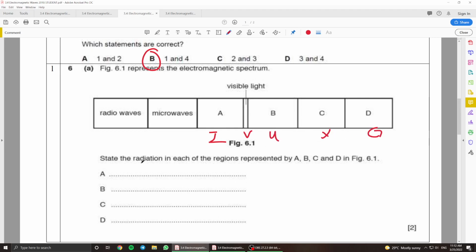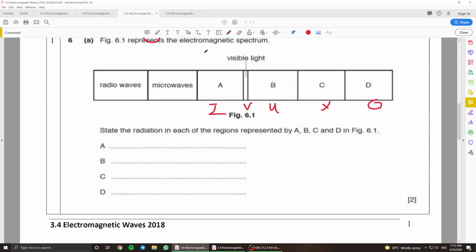And state the radiation in each type of region A, B, C, D. Very straightforward. A will be infrared radiation, B will be ultraviolet UV rays, and then C is obviously X-rays, and D is obviously gamma rays. Right.